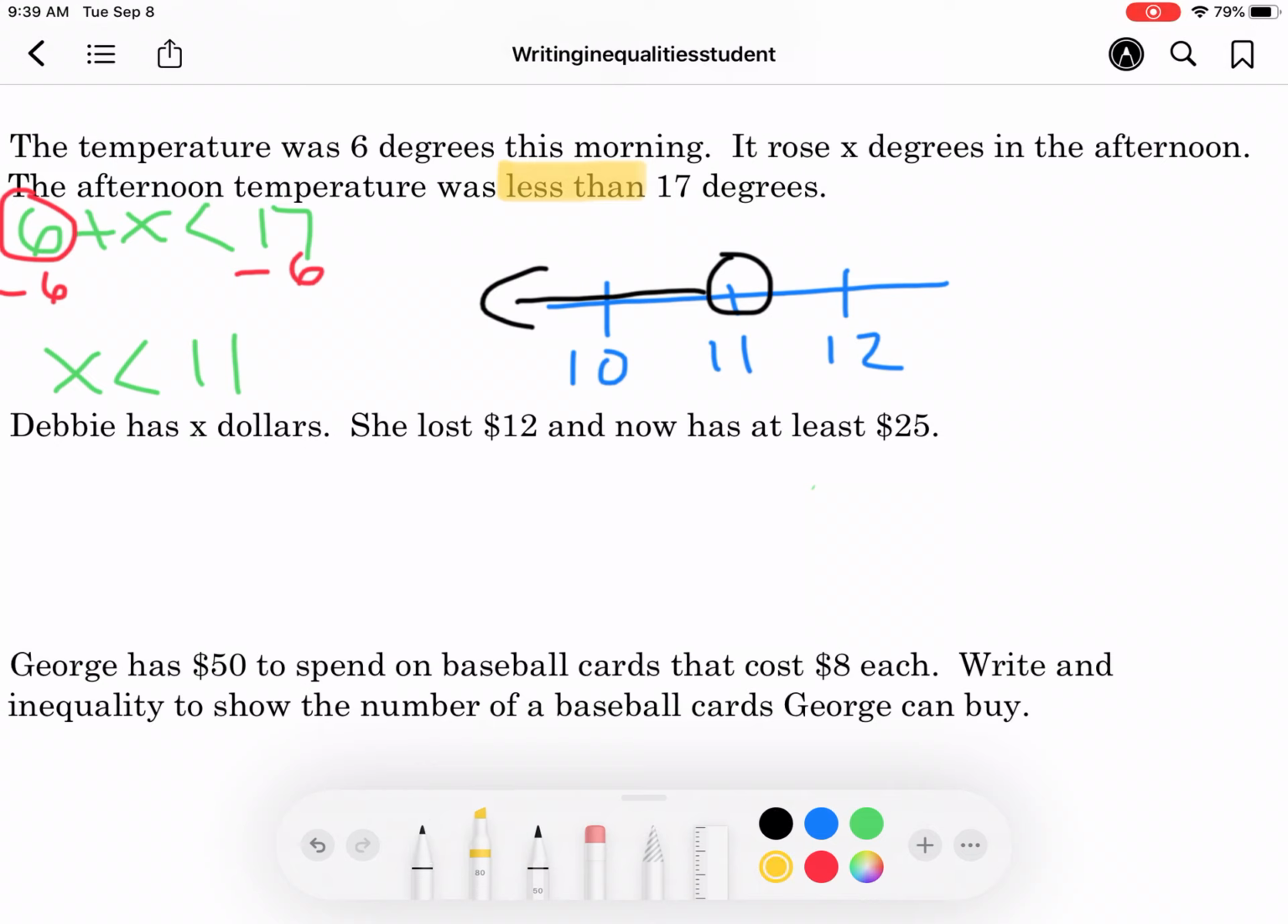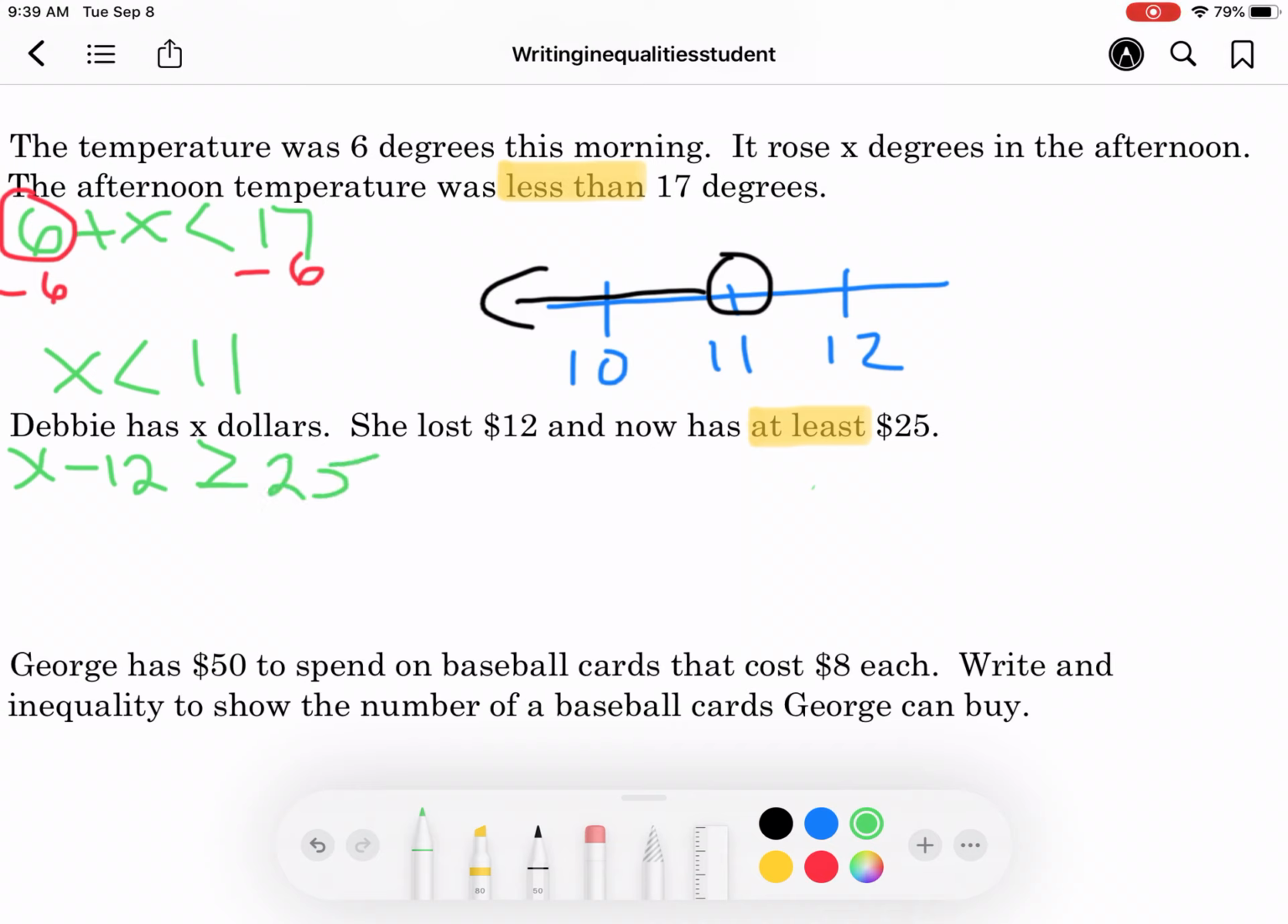Debbie has X dollars, she lost 12, and now has at least 25. Well, what's the key word in that going to be? The key word there is at least. So now let's write what we're doing. Debbie has X, she lost 12. How could we write lost 12? Well, when you lose something, it gets subtracted from you. And now she has at least, so we know it's equal to, but she might have more than 25.